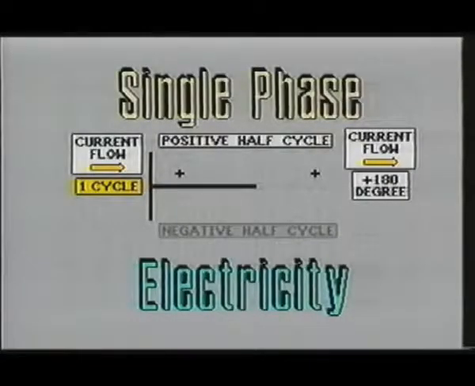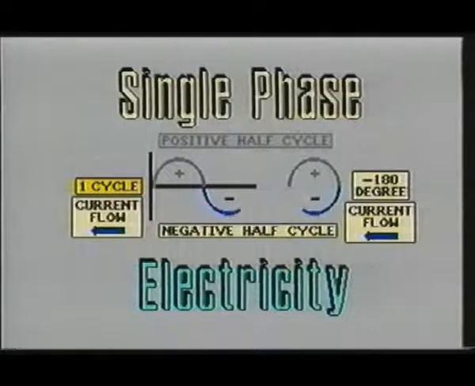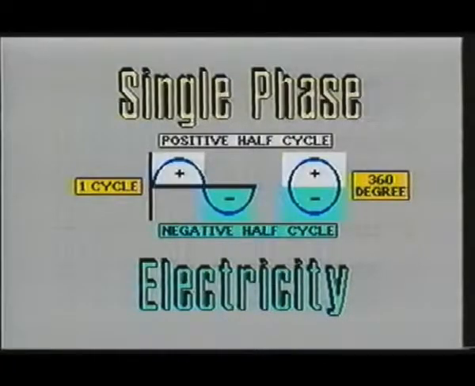We will begin our examination of three-phase electricity by first looking at one complete cycle of AC current. Notice that one cycle of electricity consists of 360 degrees, which can be divided into two 180-degree divisions called alternations. The first half cycle is the positive alternation, and the second half cycle is the negative alternation.